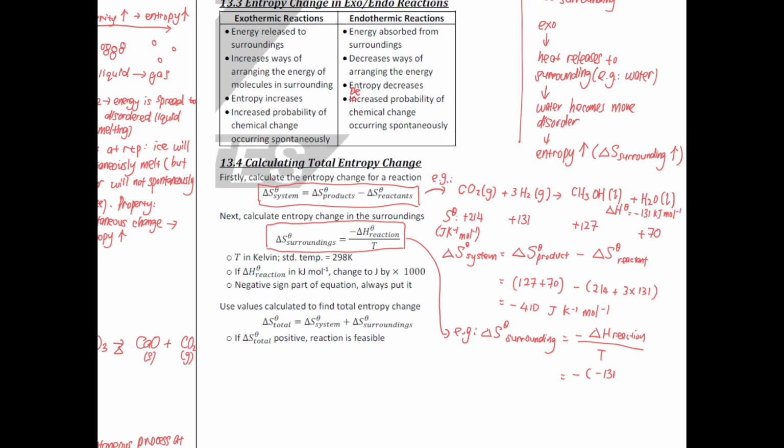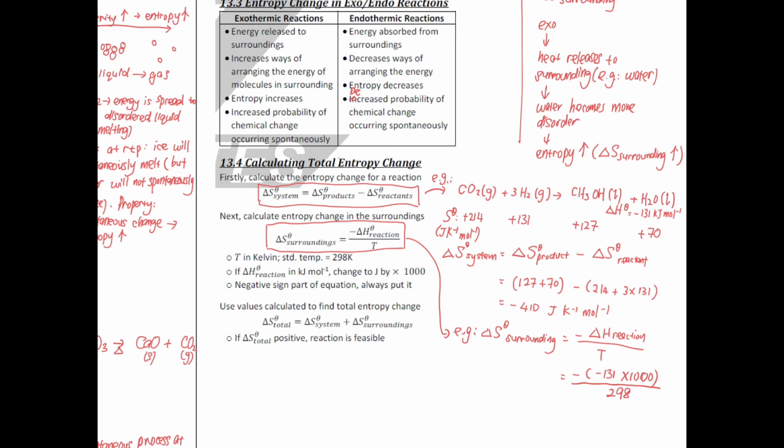But don't forget that our enthalpy change here is in kilojoule. So kilojoule, you have to multiply with 1000, to change it to joule, joule per mole. Then you have to divide by temperature, 298. In terms of unit, it already matches with the unit of the entropy change.